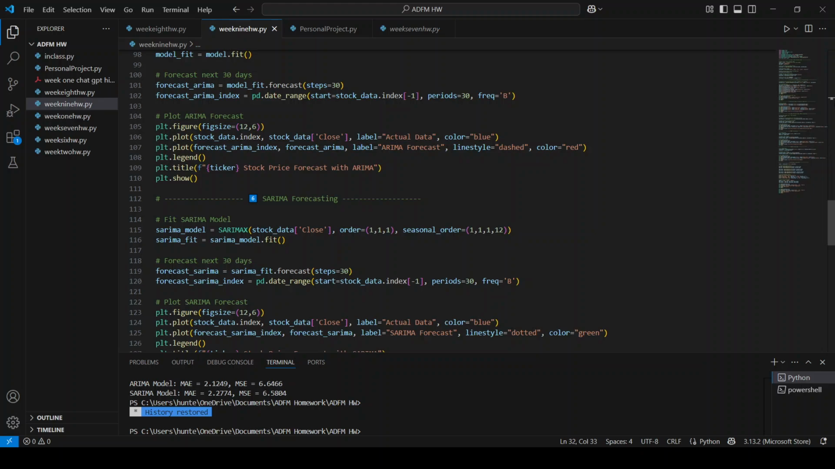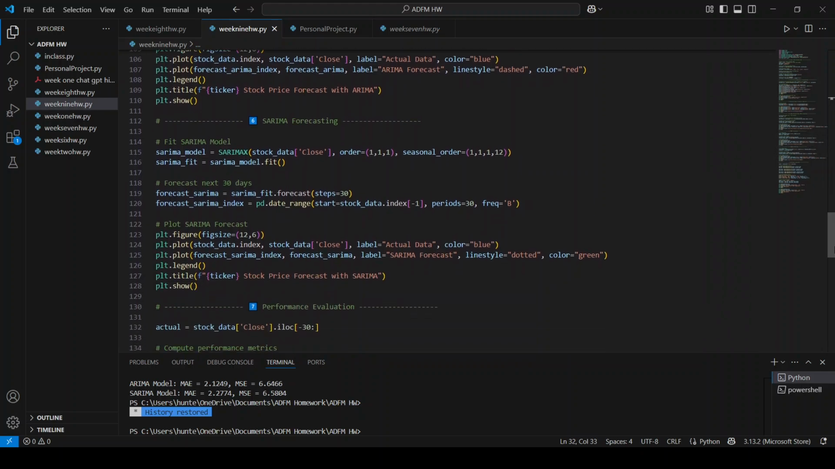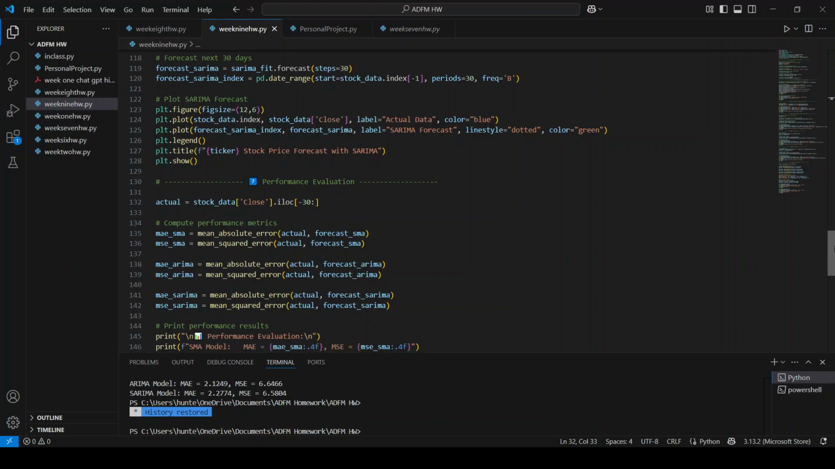And 123 to 129 is plotting our SARIMA forecast with the line, the closing price, actual data, and the SARIMA forecast, with the title, stock price forecast with SARIMA. And here, this will show it at the end. And all right.